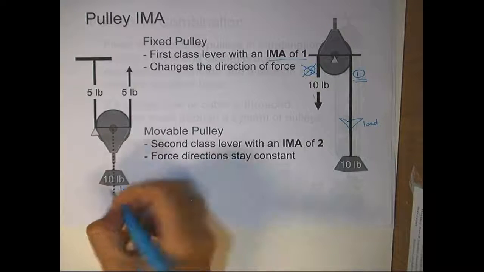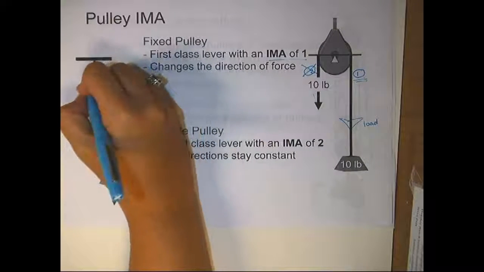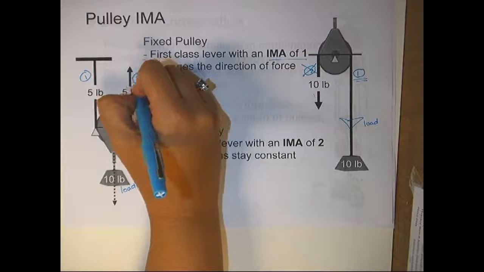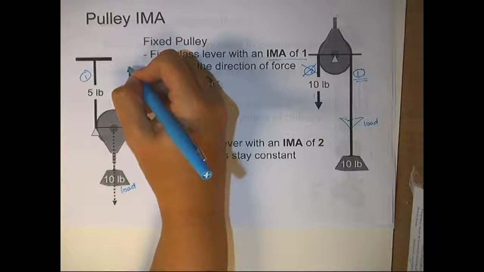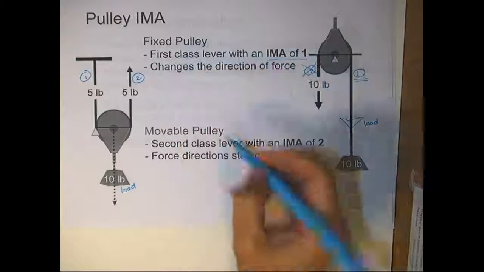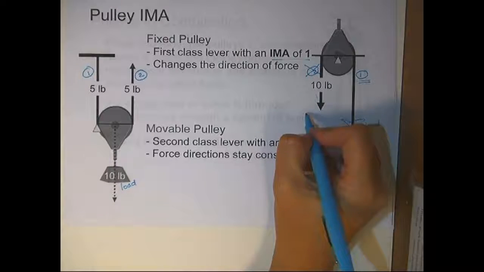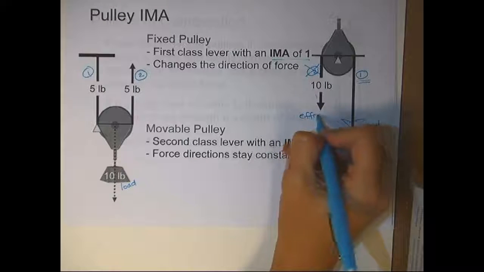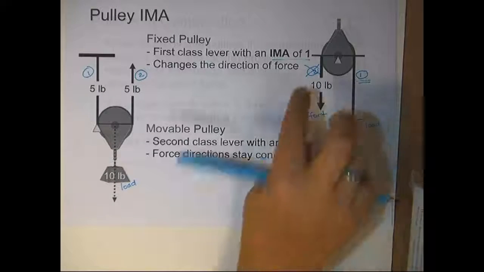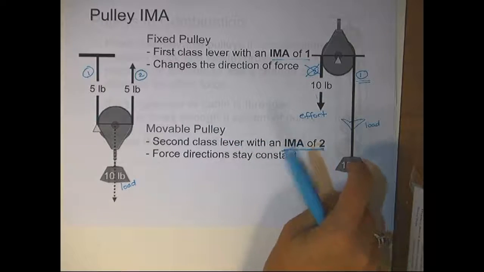Here's my load. It's going down. This one is 1. And this one, my final one, is going up, so I count this one, giving this one an IMA of 2. Basically, you count all of them except the very last effort one, and you don't count the effort one if it's going in the same direction as your load.